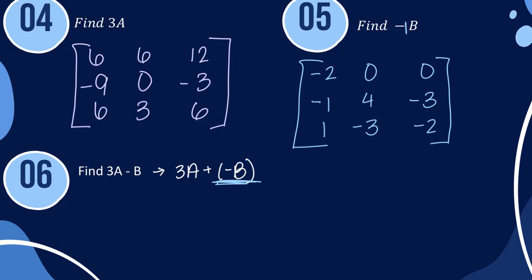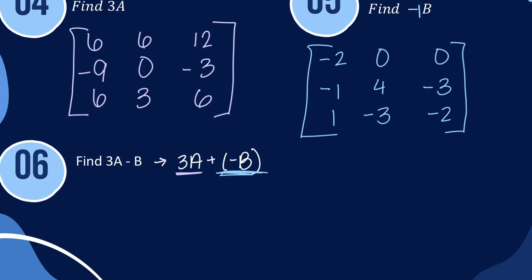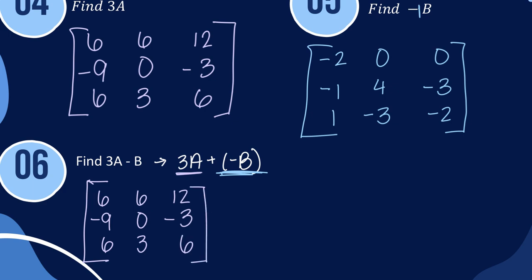So I'm going to go ahead and write this out. We kind of already solved them separately. I'm going to write them together and then solve. So what do I have? I have my 3A. I'm just going to go ahead and rewrite this. So I'm going to go ahead and have 6, 6, 12, negative 9, 0, negative 3, 6, 3, 6. And then I'm going to go ahead and put that plus sign. Okay, we have to remember I can go ahead and change that to a negative B by adding negative B instead of saying subtracting B, because I want to be able to see some sort of sign in the middle.